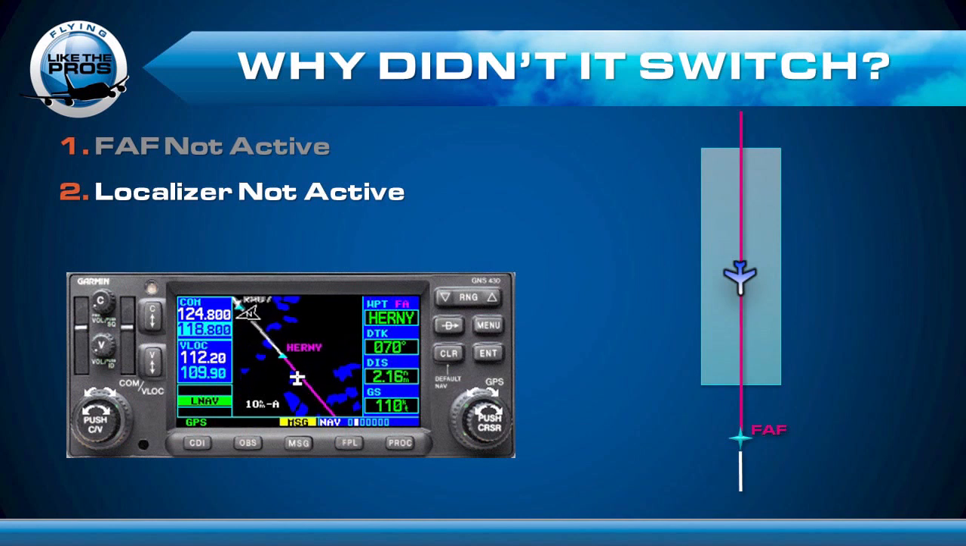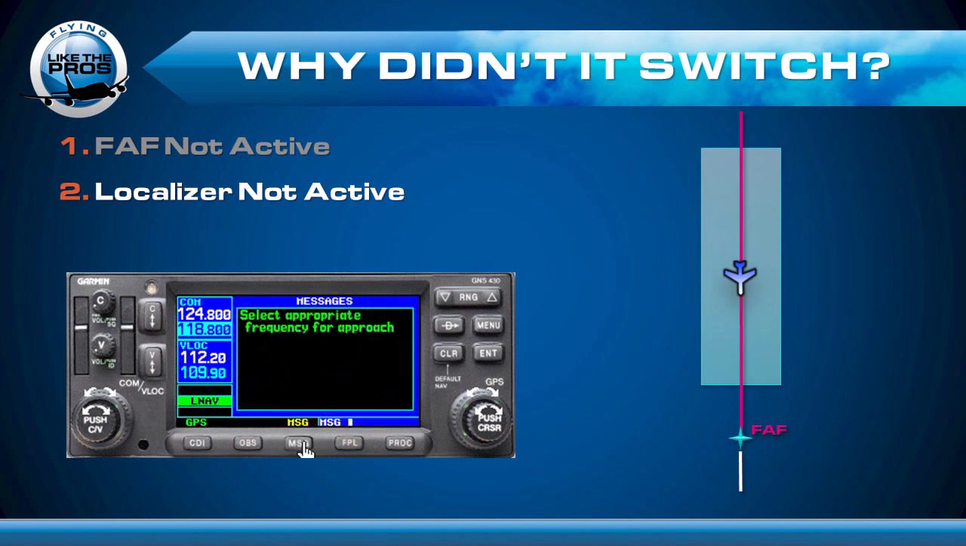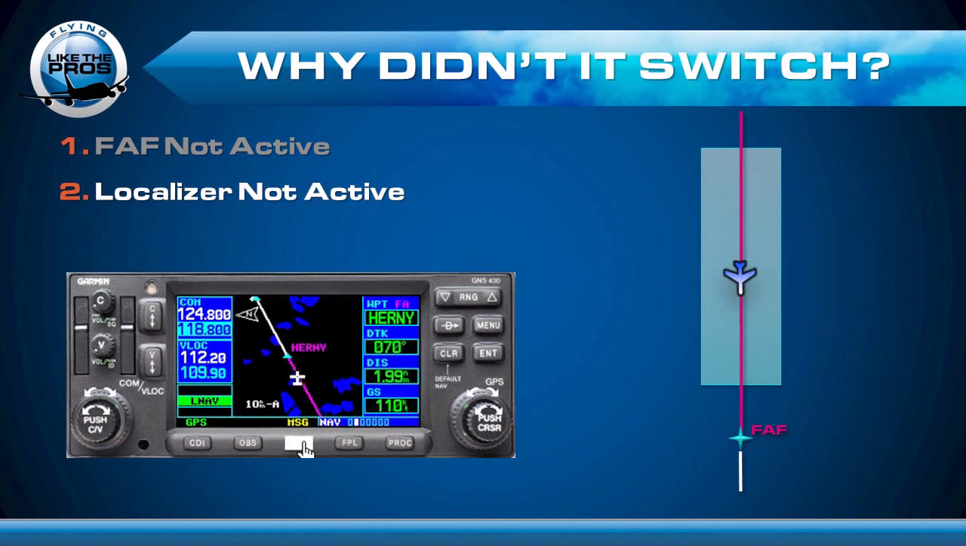So when I check, the message says, select the appropriate frequency for the approach. Take a look at the VLOC frequencies and note that the localizer frequency 109.9 was in the standby position. So now that I flip-flop it up, I have to manually go to the CDI and change it from GPS to VLOC.